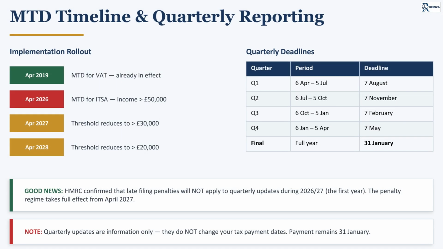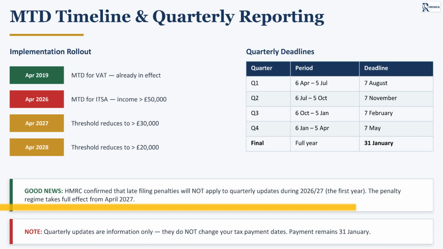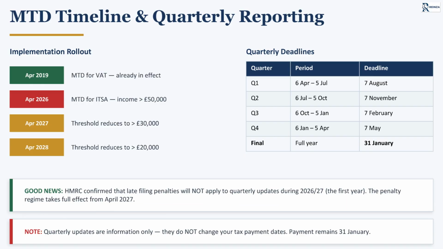There is some good news. HMRC has confirmed that late filing penalties will not be imposed for quarterly updates during the 2026 to 2027 tax year, which is the first year. The full penalty regime takes effect from April 2027. This gives you a grace period to get used to the new system.